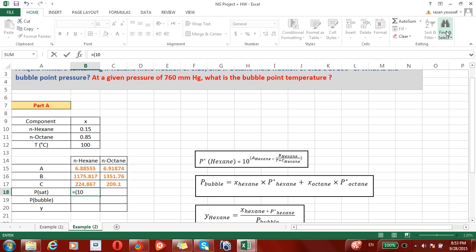So let's do it again. 10 to the power A minus B over T plus C. Close all the brackets and get your answer. Drag it and make sure to change the temperature.